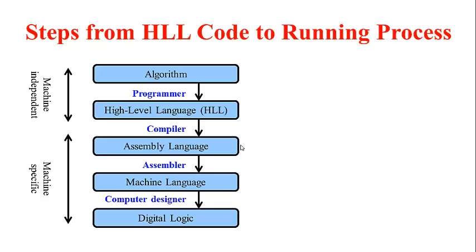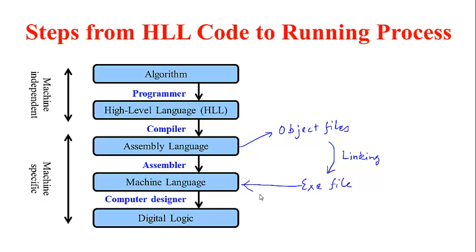The assembly language program gets converted into a sequence of object files, and these object files are linked together to form the executable file. This process is called linking, and then the executable file finally is loaded onto the machine by a process of loading, and after the program is loaded, the instructions are executed in the physical hardware.